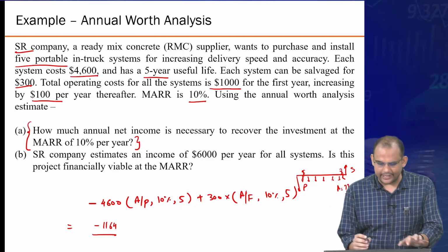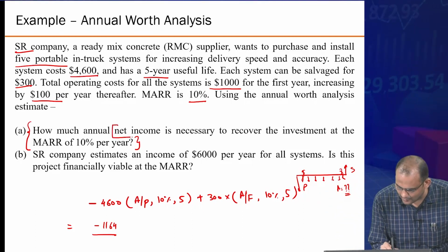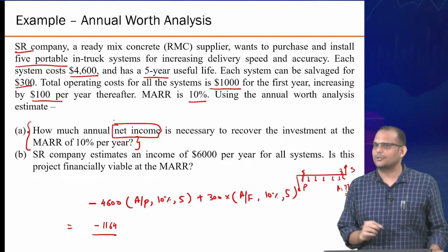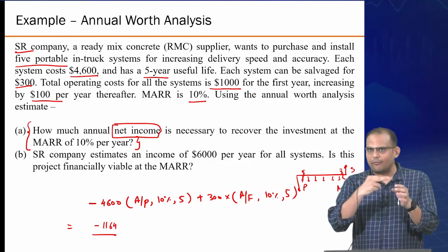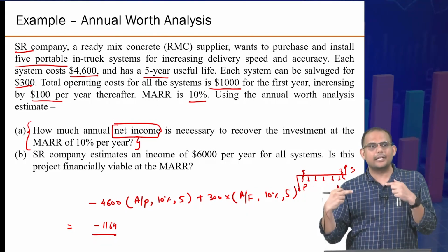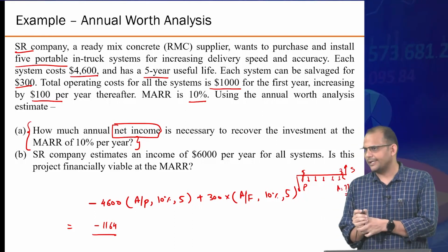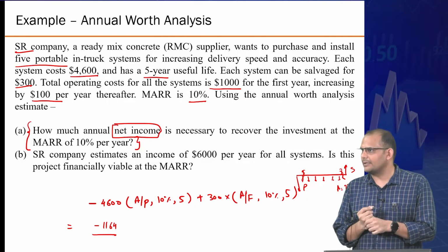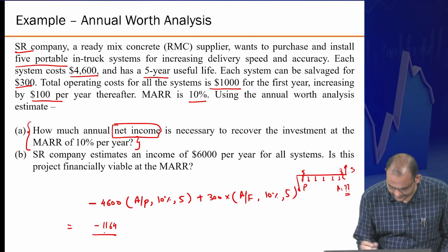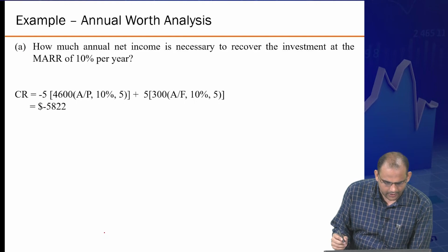Making sense? So you see, in the net income, because the question is net income, irrespective of what is actually happening, I am just calculating a theoretical value that you need in order for this particular business to make profit, right? That is the annual net income which is necessary. And that amount is coming out to be 1164.